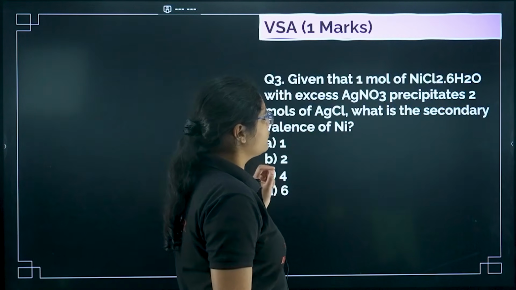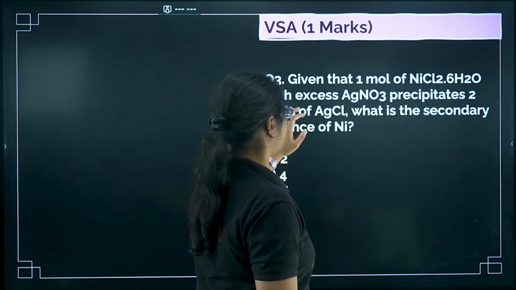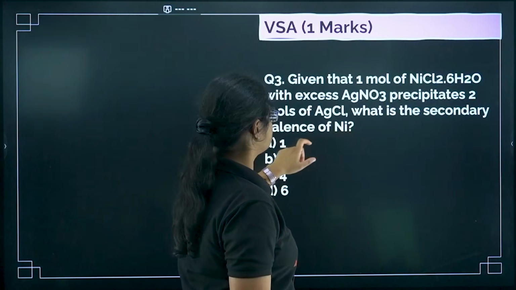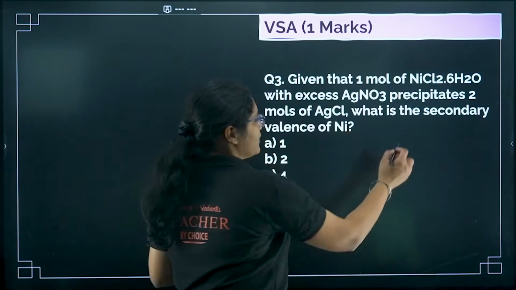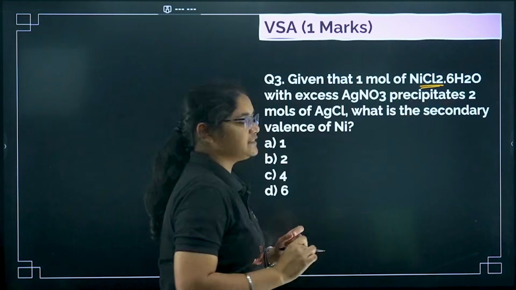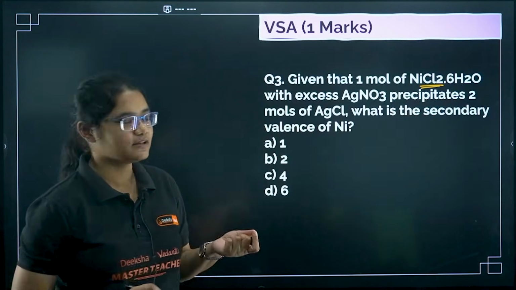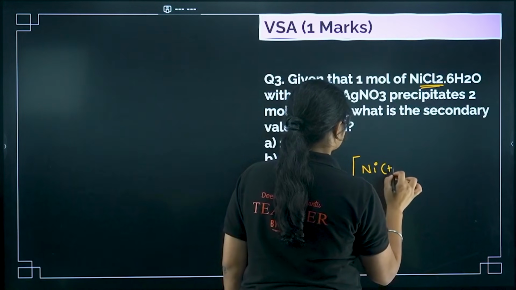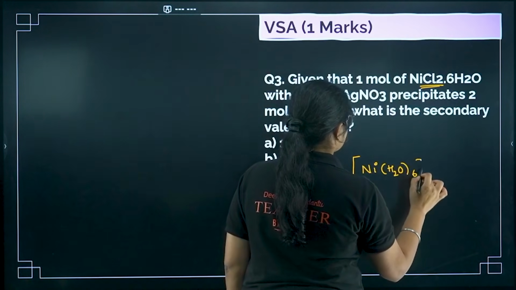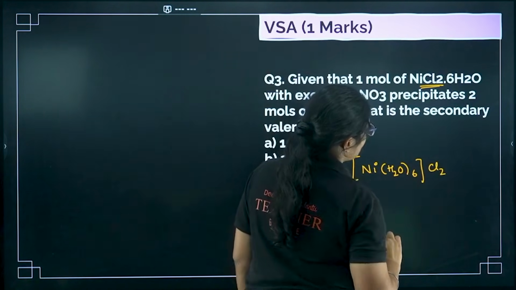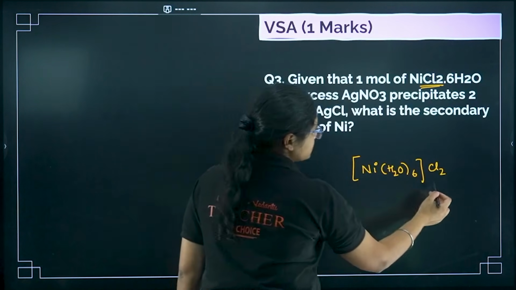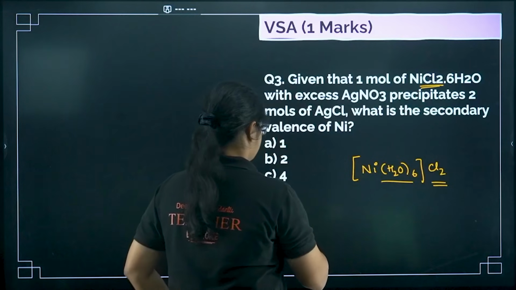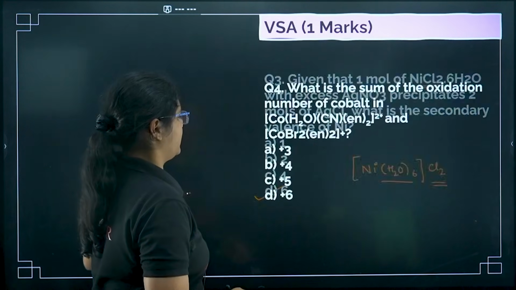Next, given that 1 mole of NiCl2.6H2O with excess of AgNO3 precipitates 2 moles of AgCl, what is the secondary valency of nickel? If you are precipitating 2 moles of AgCl, that means 2 chlorines will be outside the complex. So what will be the formula here? Ni(H2O) whole 6, and then dot Cl2. Here you can see that 2 moles of AgCl will be formed. So the secondary valency is 6. So option number D is the correct answer.